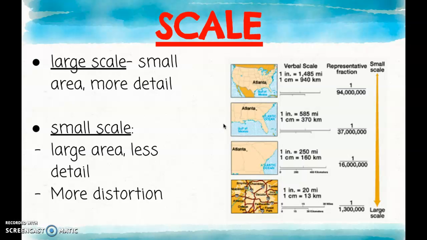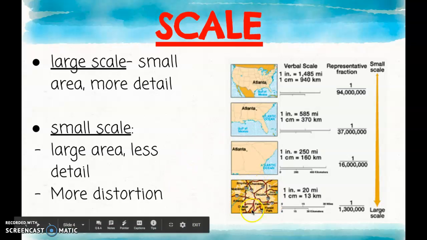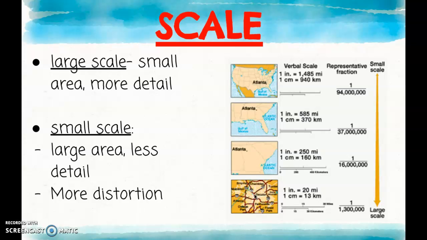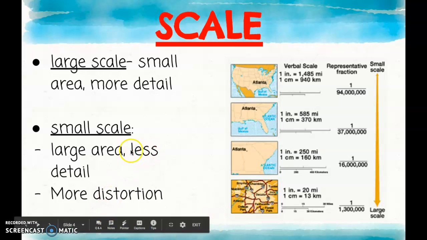But here is the most important thing you need to know about scale. You need to know that geographers use different scales to show different things, okay? So a large scale map, right here is your example, is actually going to be a small area being shown on that map, and therefore will show more detail. And so I always tell people, remember opposites, right? If it's large scale, it's showing a small area. And if it's small scale, it's actually showing a large area, okay?